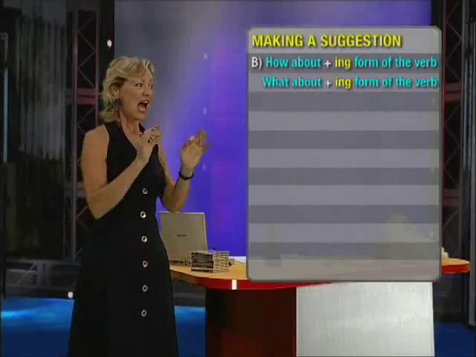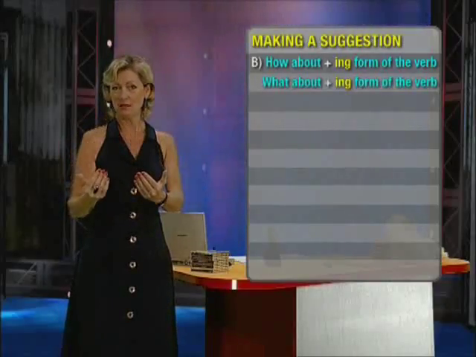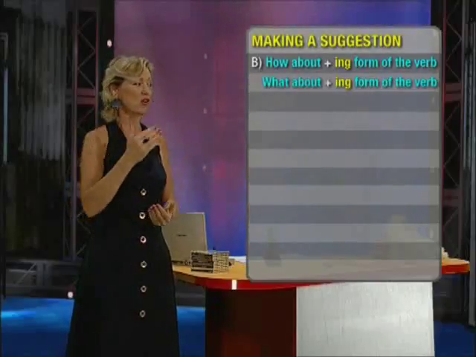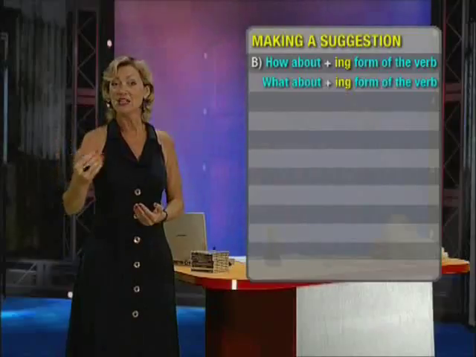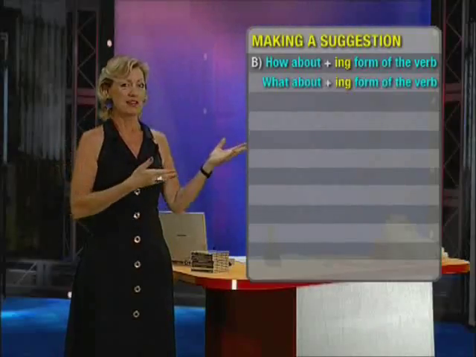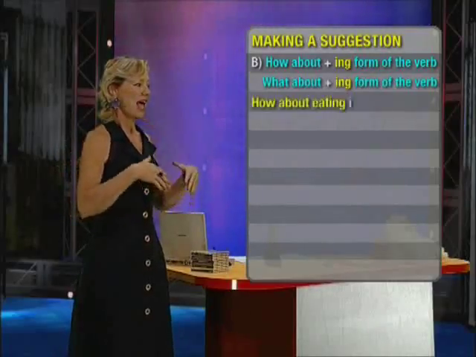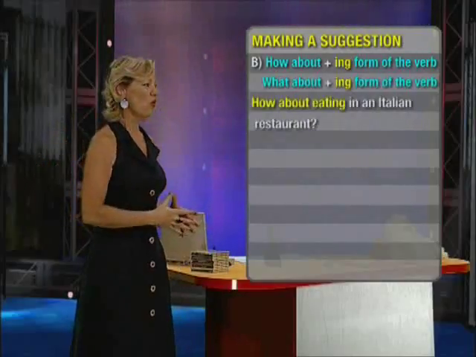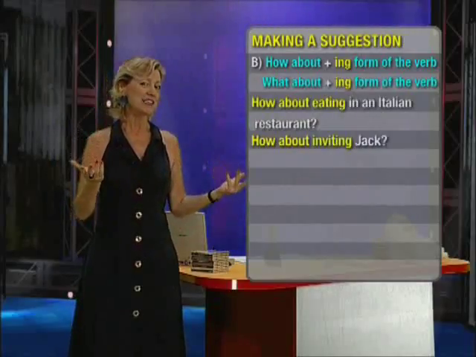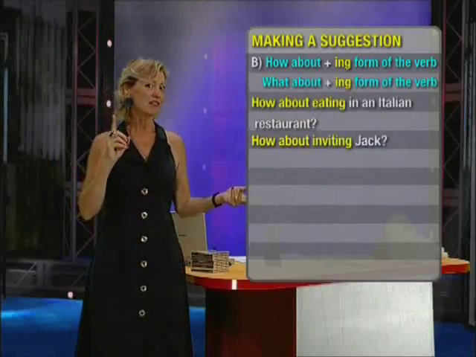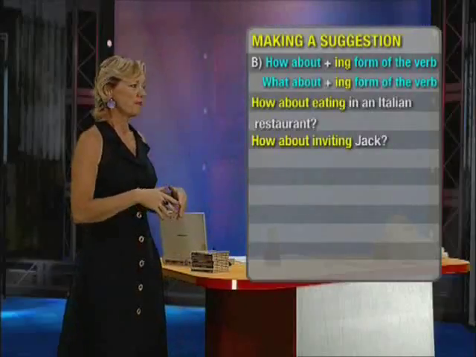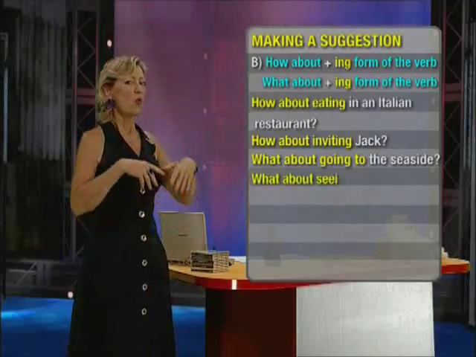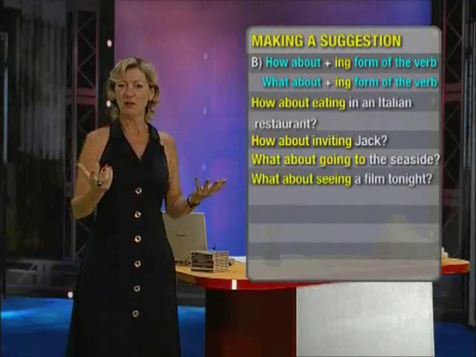You notice that? How about doing something? And it's the same with what about, the same construction. What about doing? So it's a gerund form. The examples are, how about eating in an Italian restaurant? Or how about inviting Jack? That's Sharon's idea. Or what about going to the seaside? Or what about seeing a film?